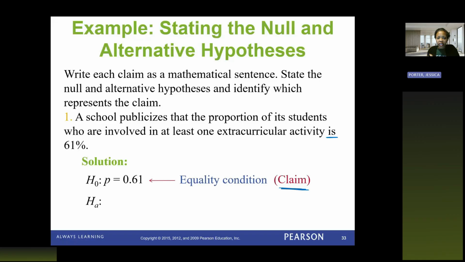Now, knowing which one is the claim and which one is not is going to be very important to you. So pay attention to which one is the claim and which one is not, and the reasons why they are not the claim. And the complement of equal to is just not equal to. Remember, the claim can be either the alternative or the null hypothesis. It doesn't have to be one or the other.